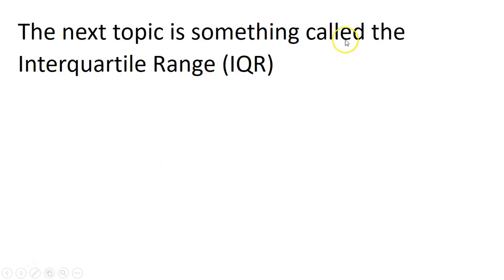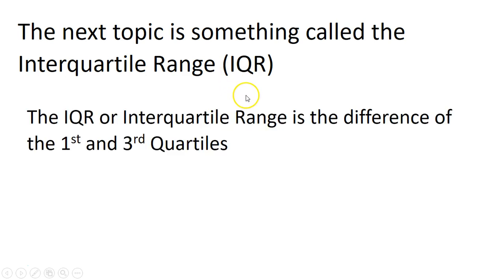The next topic is something called the interquartile range that we're going to talk about. They abbreviate it as the IQR. The interquartile range is basically the difference between the first and the third quartiles. That's all you're doing, subtracting them.